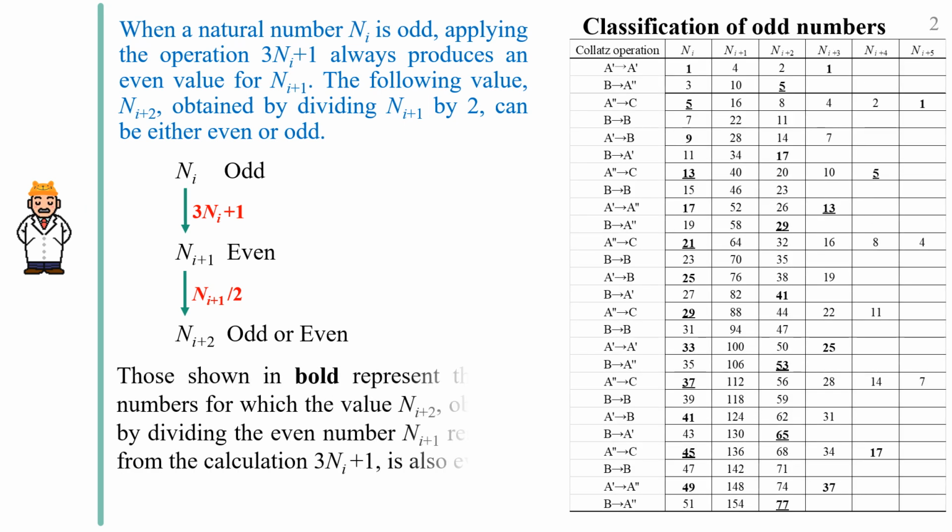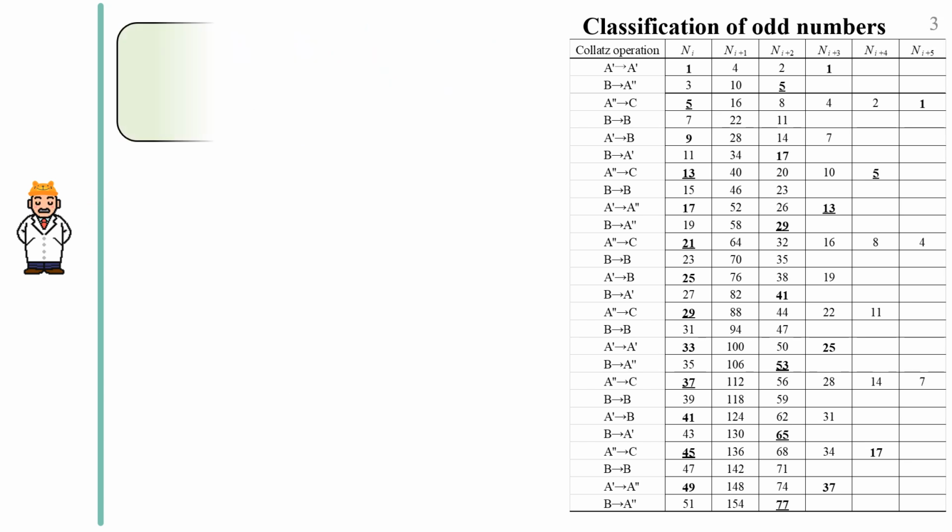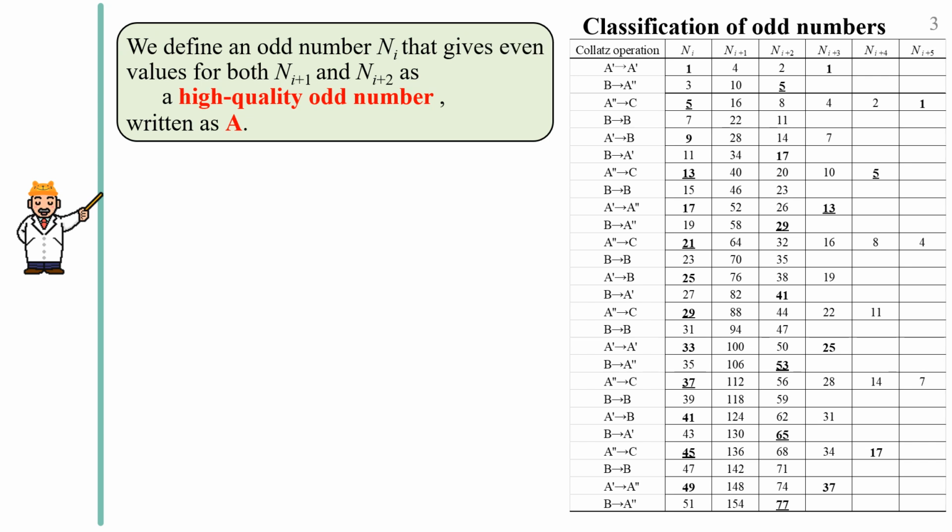Those shown in bold represent the odd numbers for which the value n_{i+2}, obtained by dividing the even number n_{i+1} resulting from the calculation 3 times n_i plus 1, is also even. We define an odd number n_i that gives even values for both n_{i+1} and n_{i+2} as a high-quality odd number, written as a.